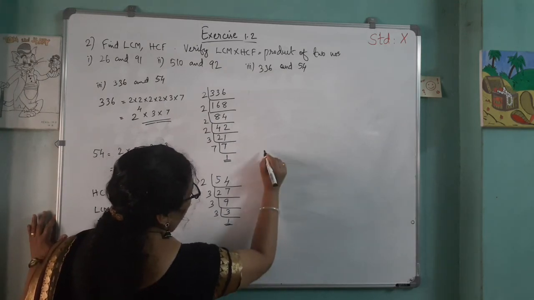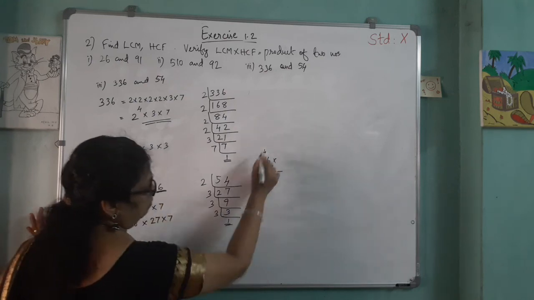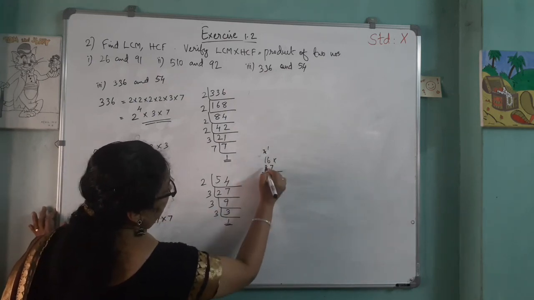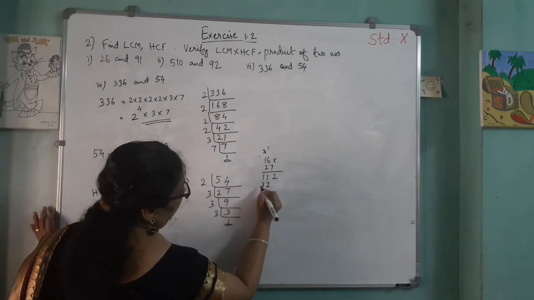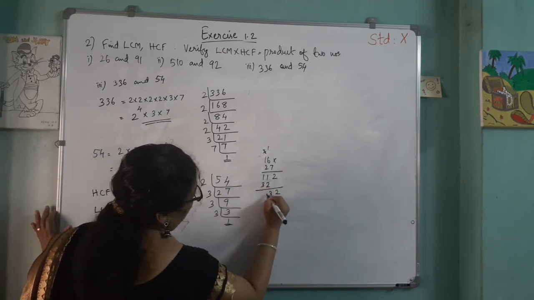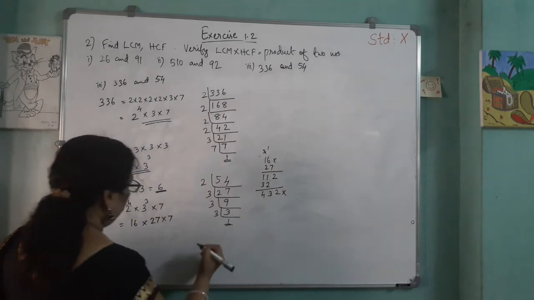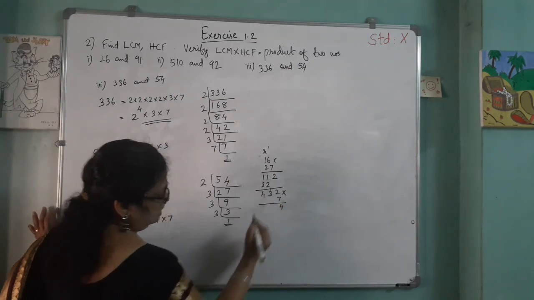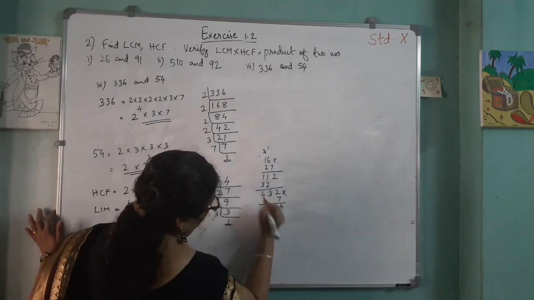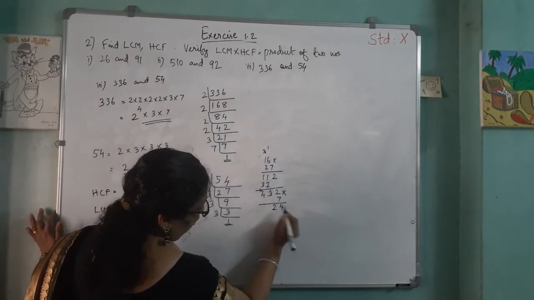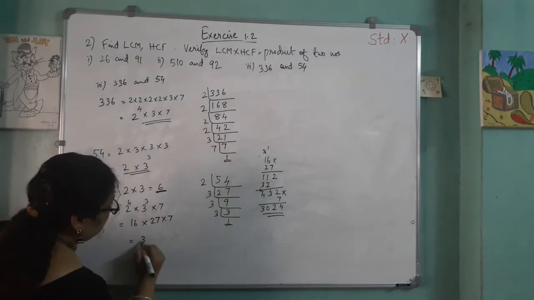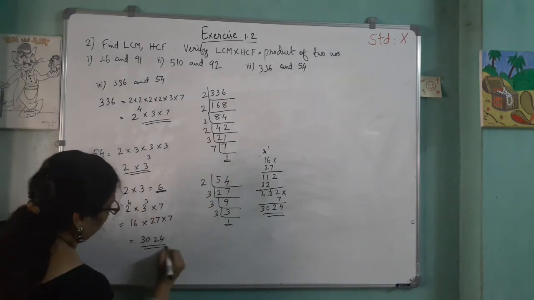7 6s are 42, 4 carrying. 7 into 1 is 7 plus 4 is 11. 2 6s are 12, 1 carrying. 2 into 1 is 2 plus 1 is 3. Then 2 2s plus 1 is 3. 3 plus 1 is 4. Then into 7. 7 2s are 14, 1 carrying. 7 3s are 21 plus 1 is 22, 2 carrying. 7 4s are 28 plus 2 is 30. So here the answer is 3024.